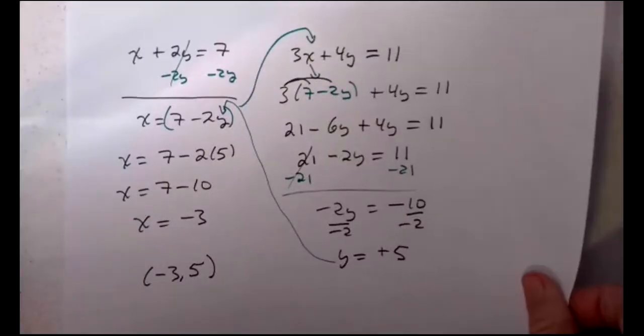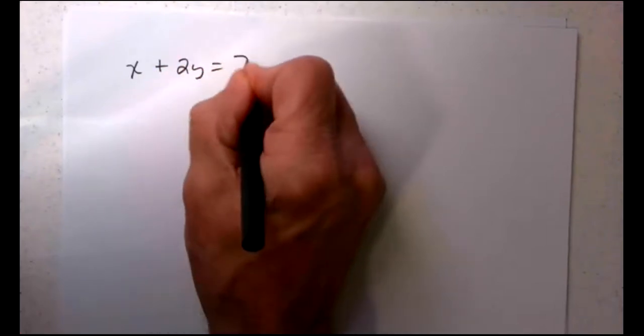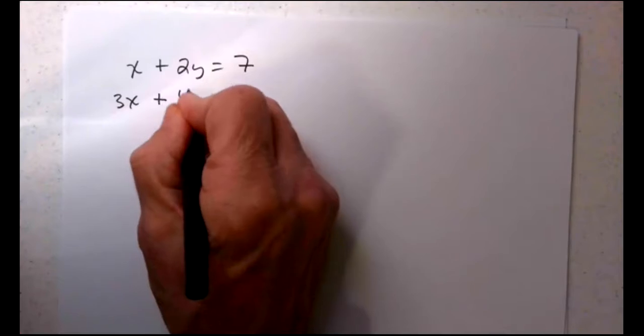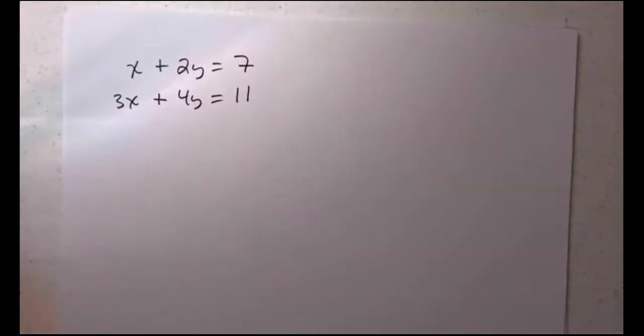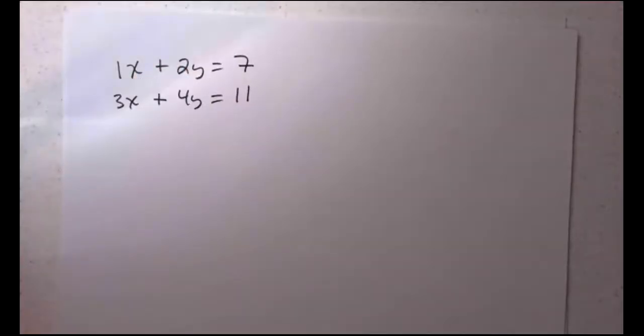So let's go back and do this question, this time with elimination of variables. So I have x plus 2y is 7 and 3x plus 4y is 11. Let's think about eliminating the x's. Well, I have a 1x here and I have a 3 there. Their common multiple of 1 and 3 would be 3.